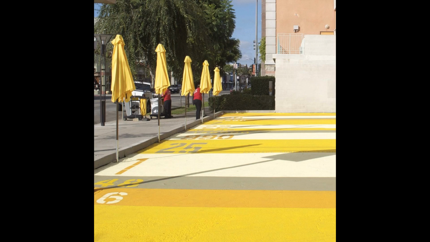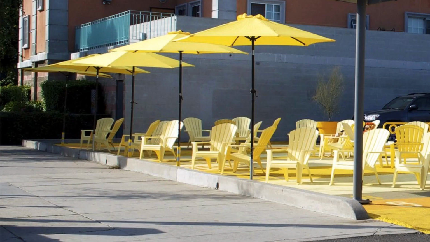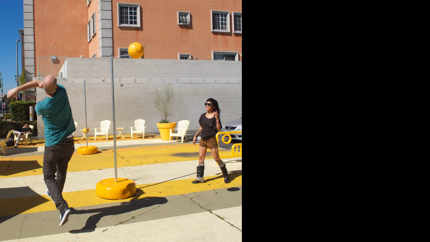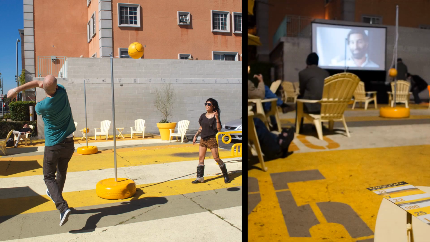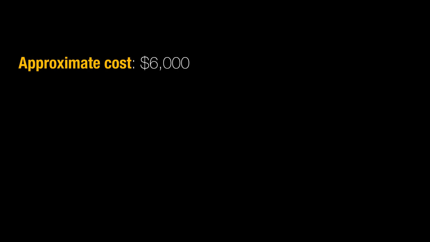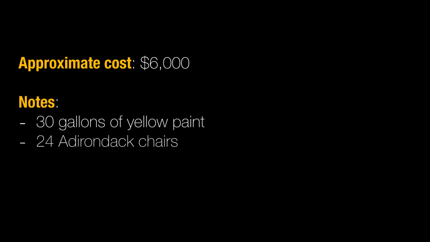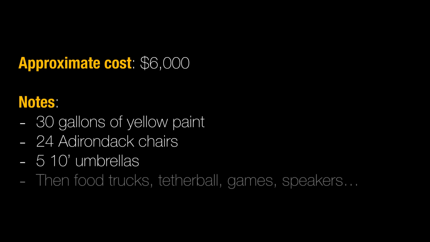So what they did is it took 30 gallons of paint. They put up these umbrellas, and this was just a temporary thing. They got in a couple dozen of these Adirondack-style chairs, and for a while there, they had tetherball. They would do movies on there. They would have speakers on there. It's just a cool little neighborhood thing. So $6,000 and 30 gallons of yellow paint, 24 Adirondack chairs. They'd put 5 10-foot umbrellas there, and then they would just invite food trucks, tetherball, games, speakers, you name it, it works.